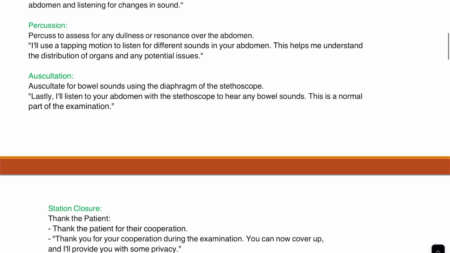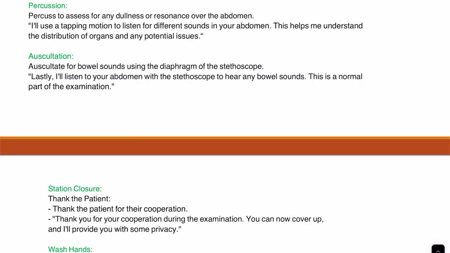Then you proceed with auscultation for bowel sounds using the diaphragm of the stethoscope. I'd like to listen to your abdomen with a stethoscope to hear any bowel sounds, and this is a normal part of the examination.